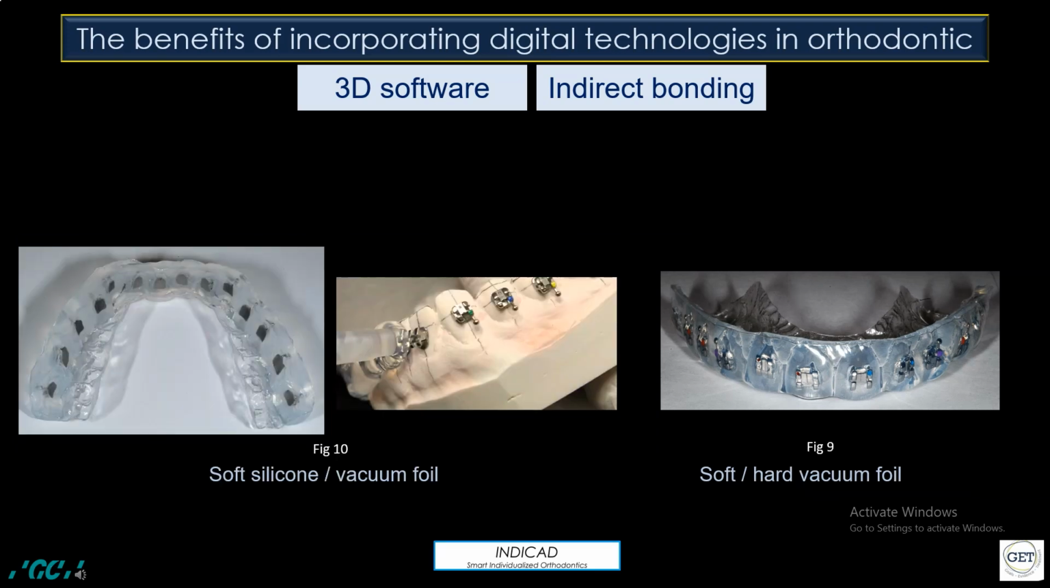There are several types of indirect bonding trays. The first generation used the bracket positioning done on the plaster model, over which a double vacuum foil, a soft one and a hard one, was used as seen in Fig 9, or a soft silicone was used as the first layer, over which a hard vacuum foil was used as seen in Figure 10.